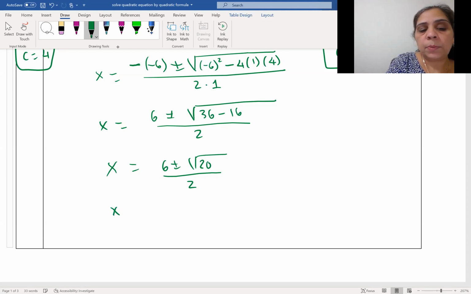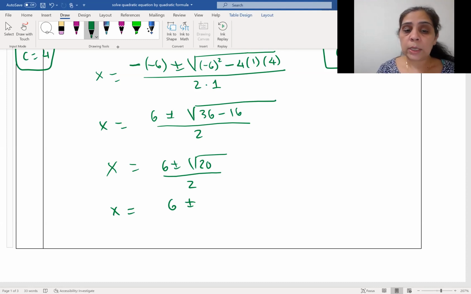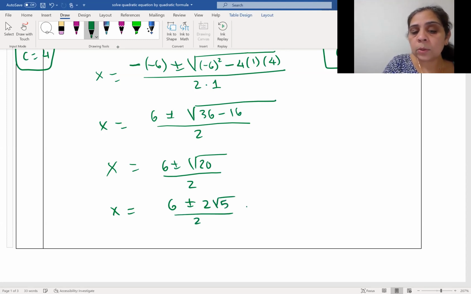We need to simplify more. There is one factor which is a perfect square: 4 times 5 is 20. So the square root of 4 is 2, so we can take it out, and we keep the square root of 5. This is called the exact answer.